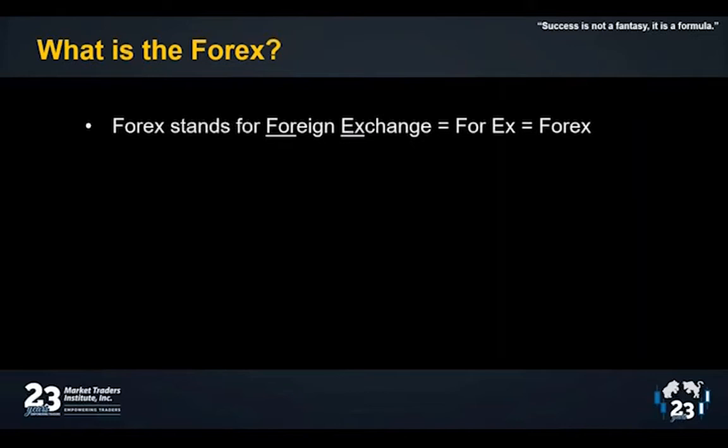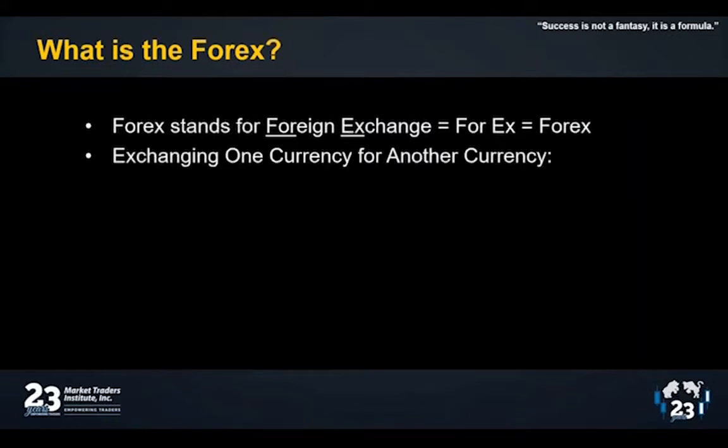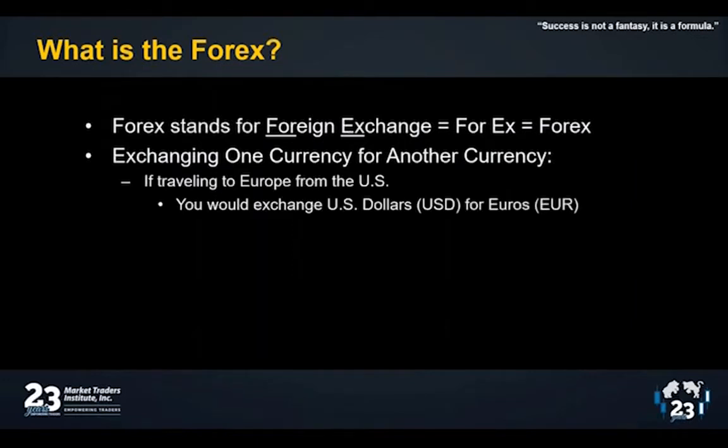First off, what is the Forex? Forex stands for foreign exchange, or they just took the first 3 letters of the first word, first 2 letters of the second word, and put it together in Forex, the foreign exchange. Now, all it means is that you're exchanging one currency for the currency of another. Have any of you, give me a yes or no, ever traveled to another country where you had to exchange your currency for a different country's currency? Give me a yes or no, because that's all Forex trading is.